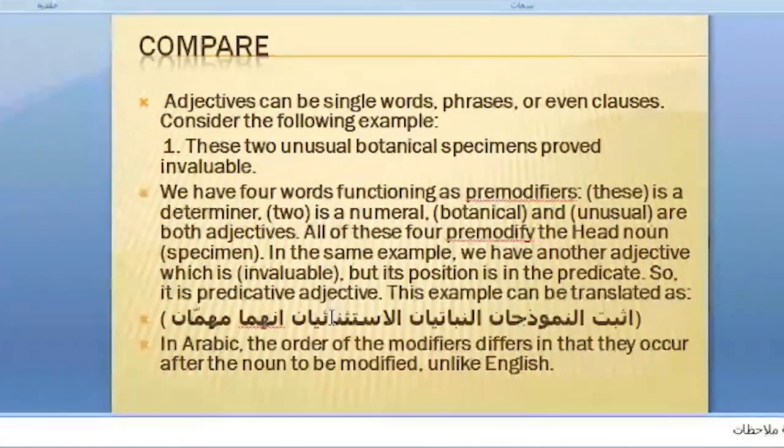Differs in that، من حيث شنو؟ من حيث إنه they occur، يعني هذه الموديفايرز، هذه الصفات جاءت وين؟ after the noun، بعد الاسم. النموذجان هذا الاسم، نباتيان استثنائيان. These are the adjectives which follow the noun النموذجان. على عكس اللغة الإنجليزية, unlike English in which we have what? We have the adjectives these and two and unusual botanical, all of them come before the noun, come before شنو? The noun. Anyway, I have to stop here.